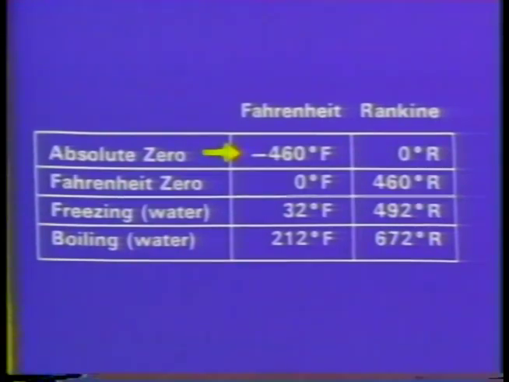Absolute zero is minus 460 degrees Fahrenheit and 0 degrees Rankine. 0 degrees Fahrenheit is 460 degrees Rankine. The freezing point of water measures 32 degrees Fahrenheit and 492 degrees Rankine. And the boiling point of water is 212 degrees Fahrenheit and 672 degrees Rankine.